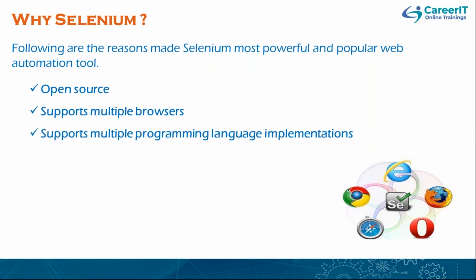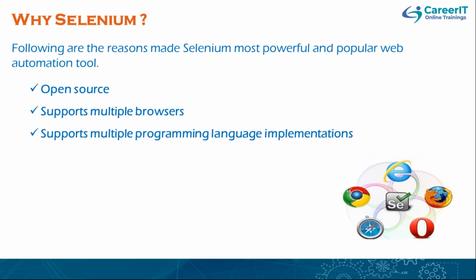Next, it supports multiple programming languages. To learn Selenium, guys, learning one programming language is a must. Selenium supports multiple programming languages like Java, PHP, Python, C Sharp, that is .NET, and Node.js. There are almost 5 to 6 programming languages supported by Selenium. If you are good at any one of them, you can easily start your automation journey.